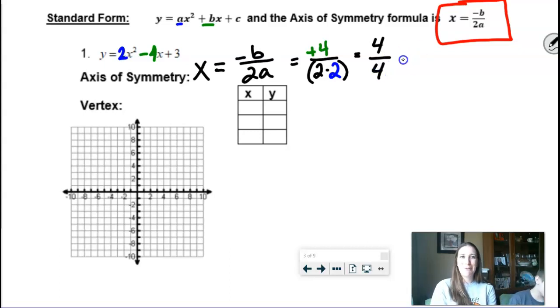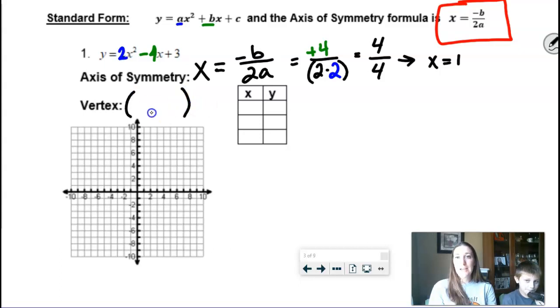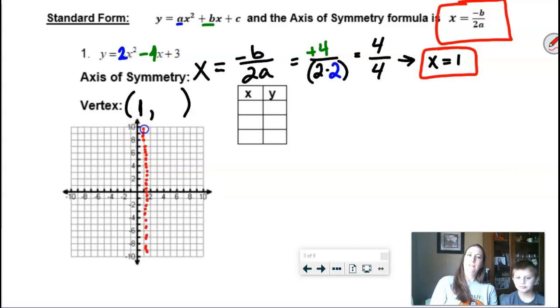All right, so 4 divided by 4 means we just got an axis of symmetry of x equals 1. Something unusual about the axis of symmetry is that not only is it a line that cuts the parabola in half, but that number, x equals 1, is also the x value of your vertex. So I'm going to draw a red line through x equals 1 on my graph. Notice my vertex is going to be somewhere on this line. It's supposed to be at 1, so I'm going to make this a red 1.